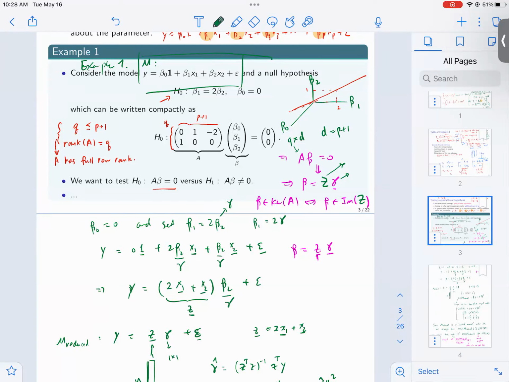To compare with this, you see here we have Q is 2, D is 3. So Z would be D by, in this case, 1, but in general it would be D minus Q. And this would be D minus Q by 1. So in this case, Q is 2, D is 3, so you get 1. So the dimension of the new free parameter would be D minus Q: the dimension of the original parameter, which is P plus 1, minus Q, which is the number of independent constraints.